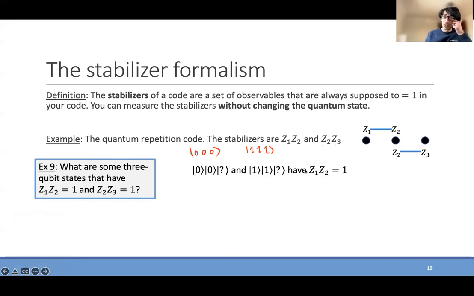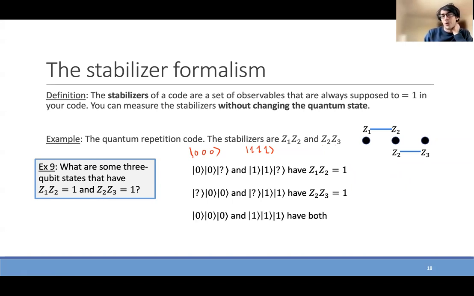So just to write this out, the states 0, 0, and then anything, and 1, 1, and anything have Z1, Z2 equal to 1. The states anything, 0, 0, and anything, 1, 1 have Z2, Z3 equal to 1. So putting that together, 0, 0, 0 and 1, 1, 1 are states where these stabilizers are equal to 1, which means that we can actually have arbitrary superpositions.